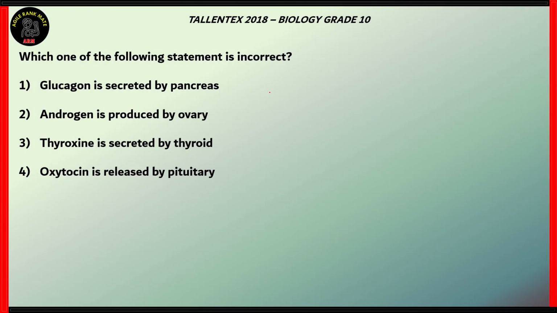Now let's look at a biology question. Which one of the following statements is incorrect? Now here we're talking about hormones and their glands. So we're basically dealing with the endocrine system. We have 4 statements. Let's look at them. Glucagon is secreted by pancreas, androgen is produced by ovary, thyroxine is secreted by thyroid, oxytocin is released by the pituitary.